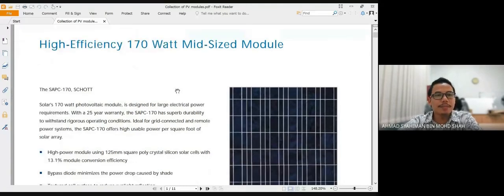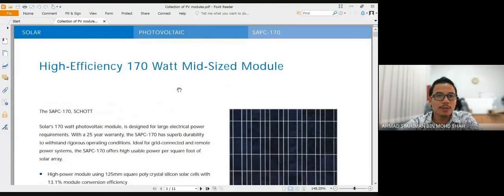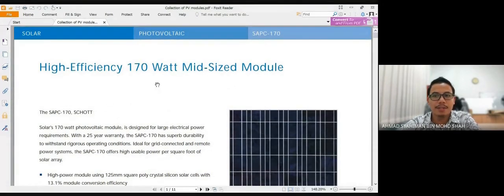Okay, let's go shopping for a moment. This is an example of the solar module brand SAPC 170.